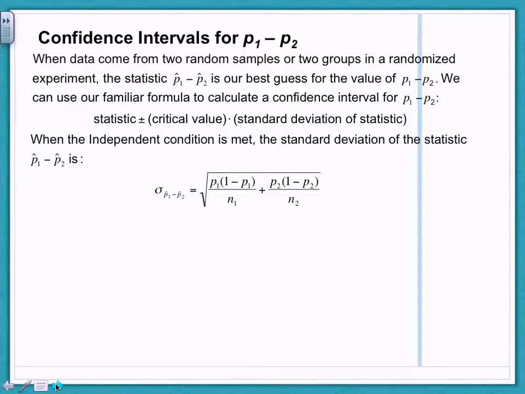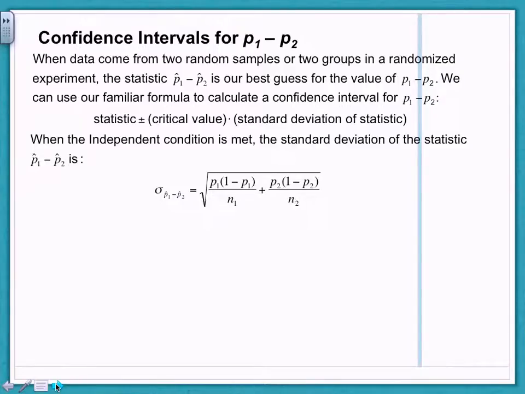Okay, so confidence intervals for the difference between two proportions. When comparing two proportions, when data comes from two random samples or two groups in a randomized experiment, the statistic of the difference between the two proportions is our best guess for the value of P1 minus P2. We can use our familiar formula to calculate a confidence interval.